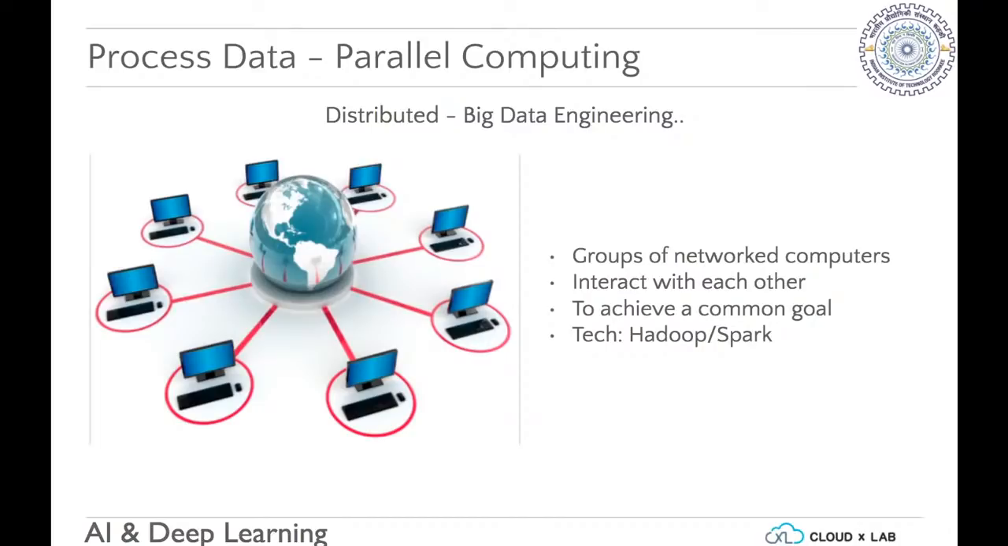For that, people generally take up the other courses like the big data engineering we have, where you have to handle terabytes or petabytes of data. You generally use Hadoop, Spark, or any NoSQL databases in order to store and process that amount of data.